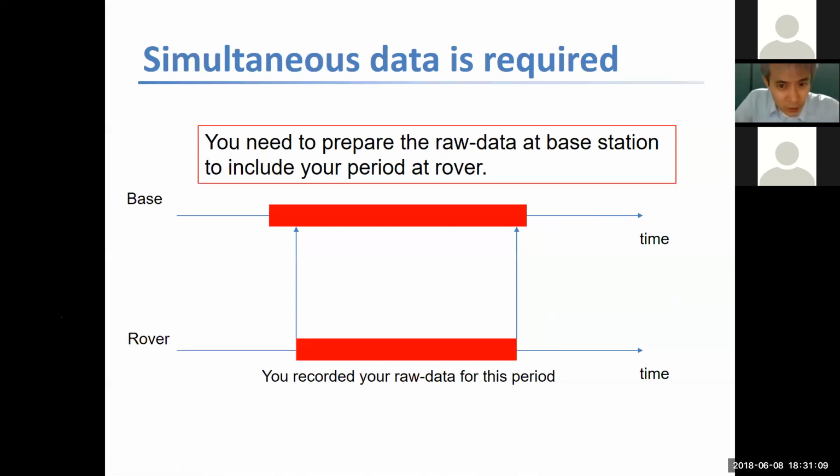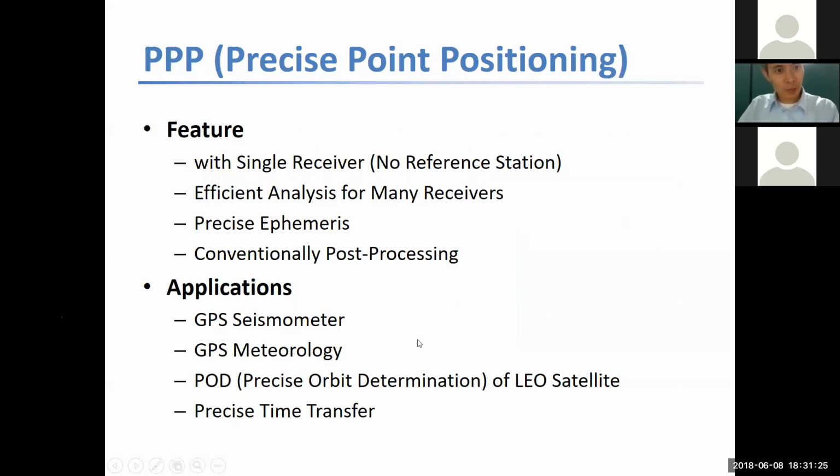And also, simultaneous data is required. So in RTK or differential GNSS, probably you already know, you need to prepare the raw data at the base station to cover your period at the rover stations. I guess you already know this one. Skip this one.